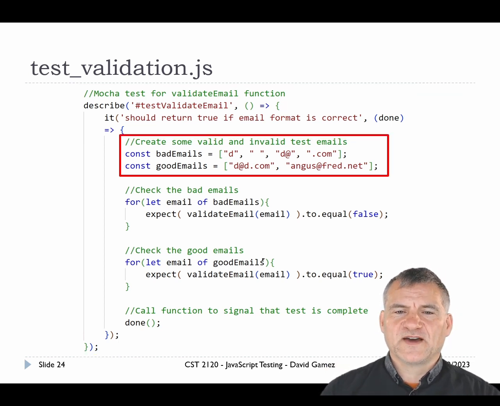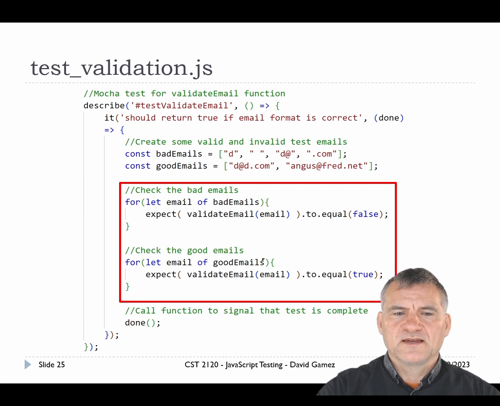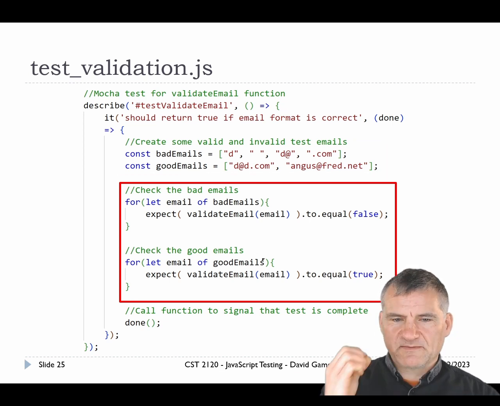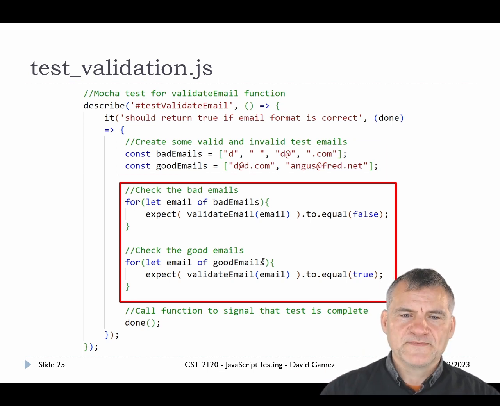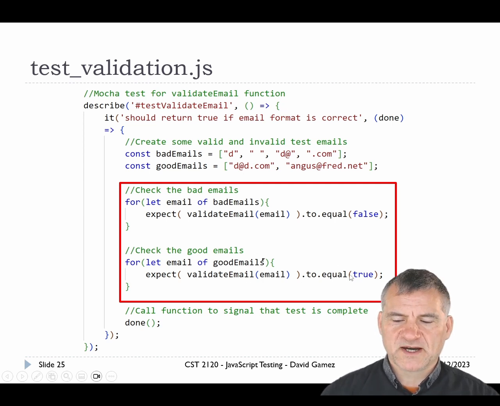Within this test, we create some valid and invalid test emails: some emails that are incorrectly formatted and some that are correctly formatted. Then we work through these, and we have this expect from Chai that says that when we call this function, the result will equal false, because these are all the bad emails, and we're expecting the good emails to always equal true when we pass them through the validator.